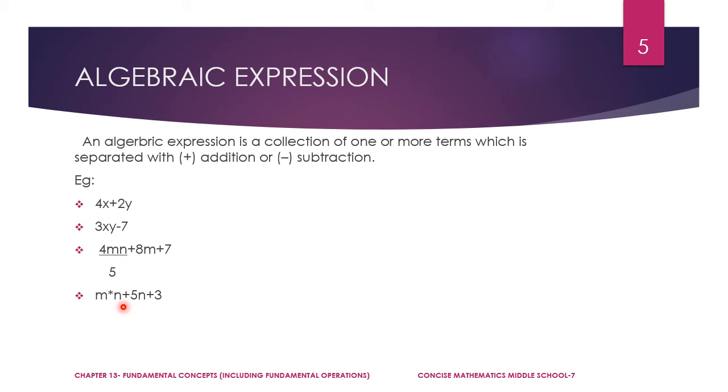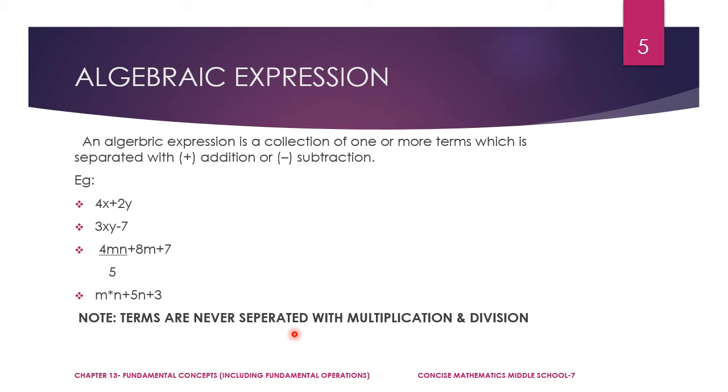m into n plus 3n plus 3. For your clear understanding, I have written it like this. Actually, in some books they will write it as m times n, so it is separated with a multiplication sign. So here m is not considered as a single term, n is not considered as a term. When m and n are separated with a multiplication sign, together it is considered as a single term. Then 5n is another term, and 3 is another term. So these terms are never separated by multiplication and division. You have to remember this.